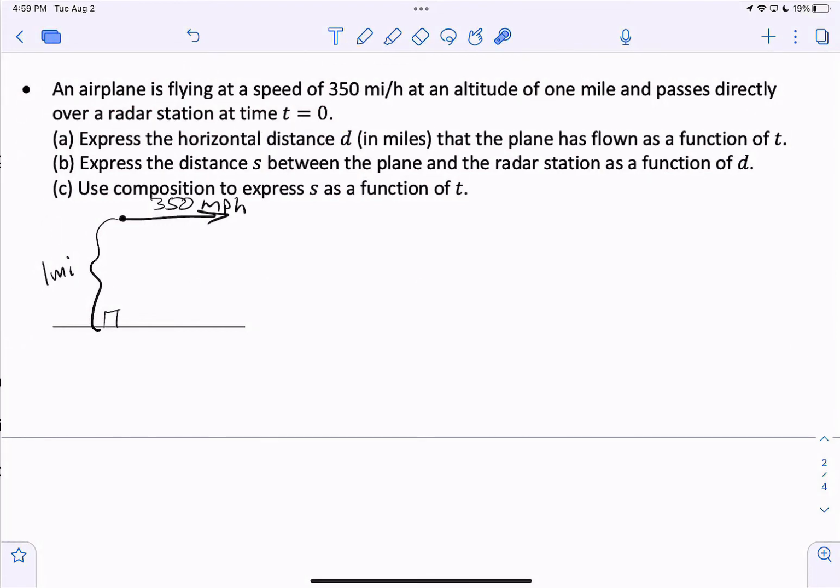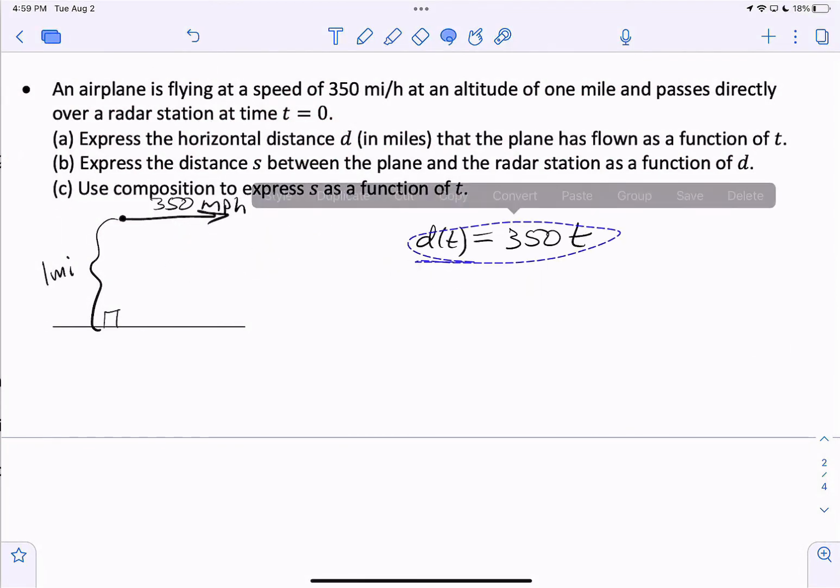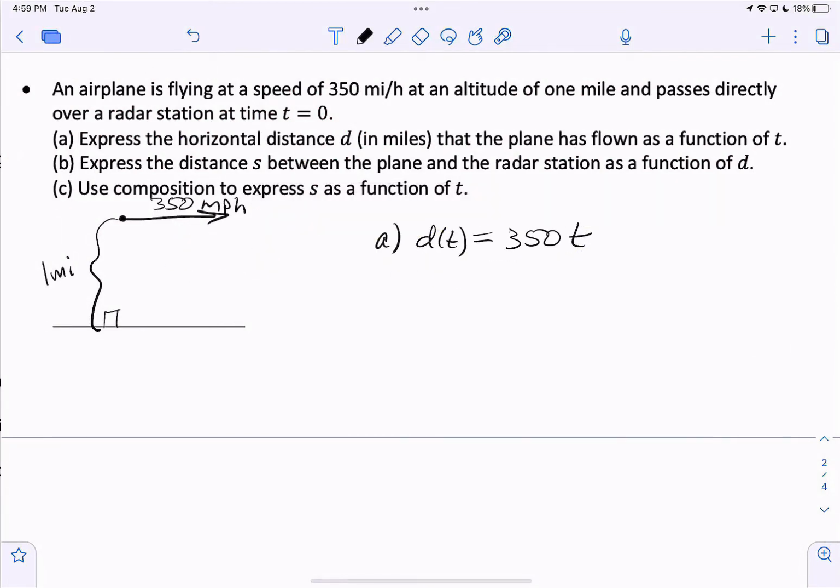Express the horizontal distance d that the plane has flown as a function of t since flying over the radar station. So d as a function of t here, since this plane is flying at 350 miles per hour, and we know the distance is equal to rate times time, this should be 350t. So that is part A. So there's our d.